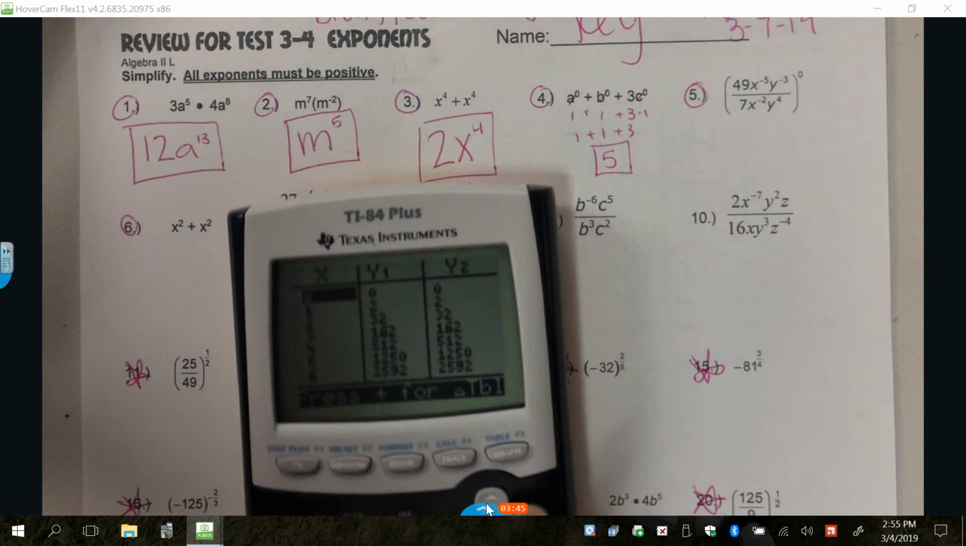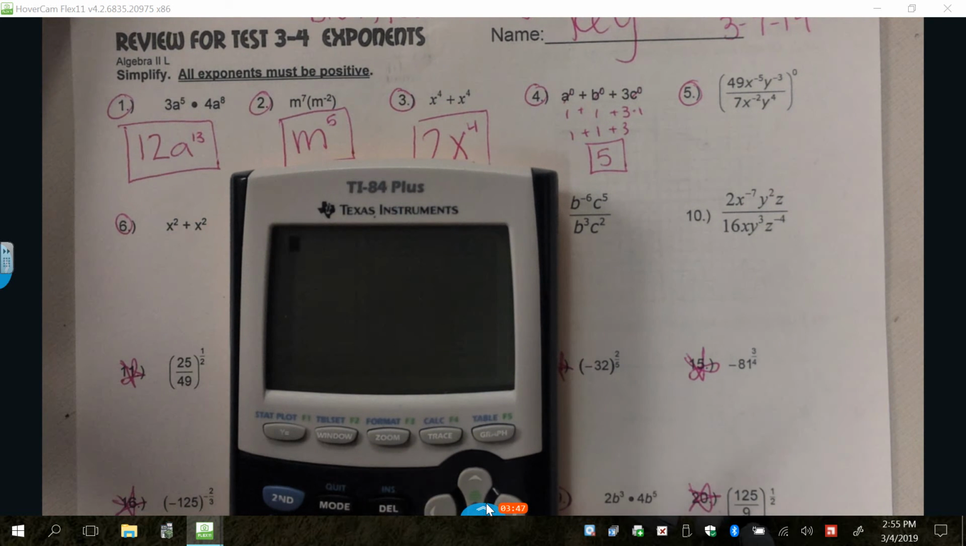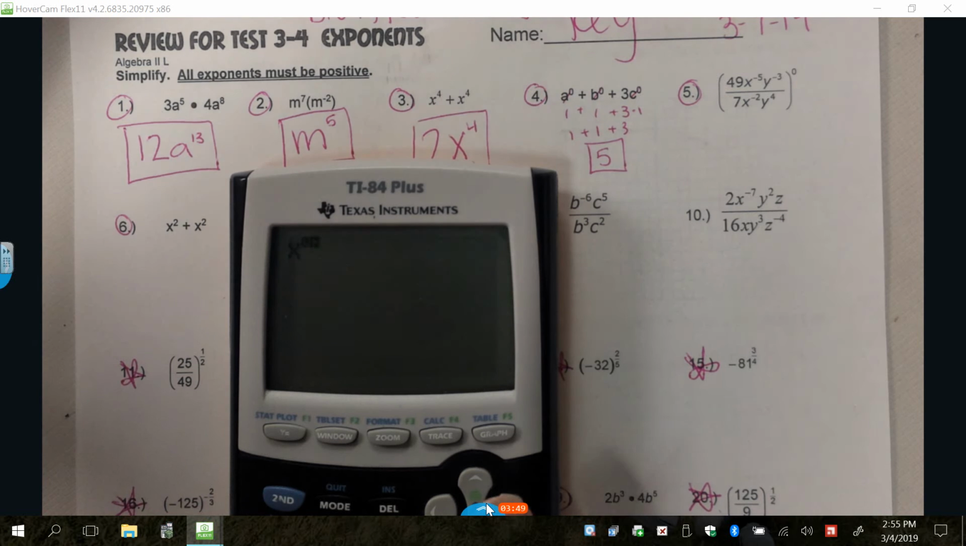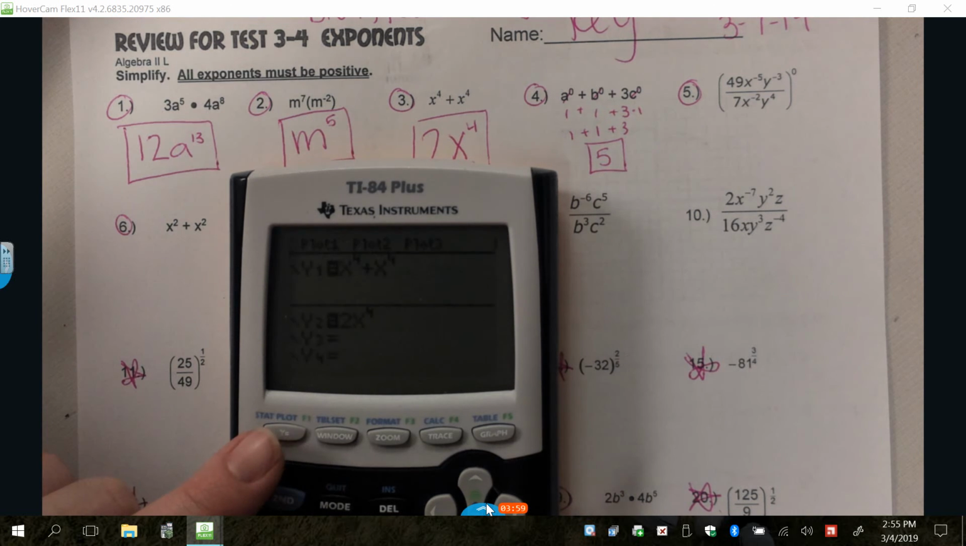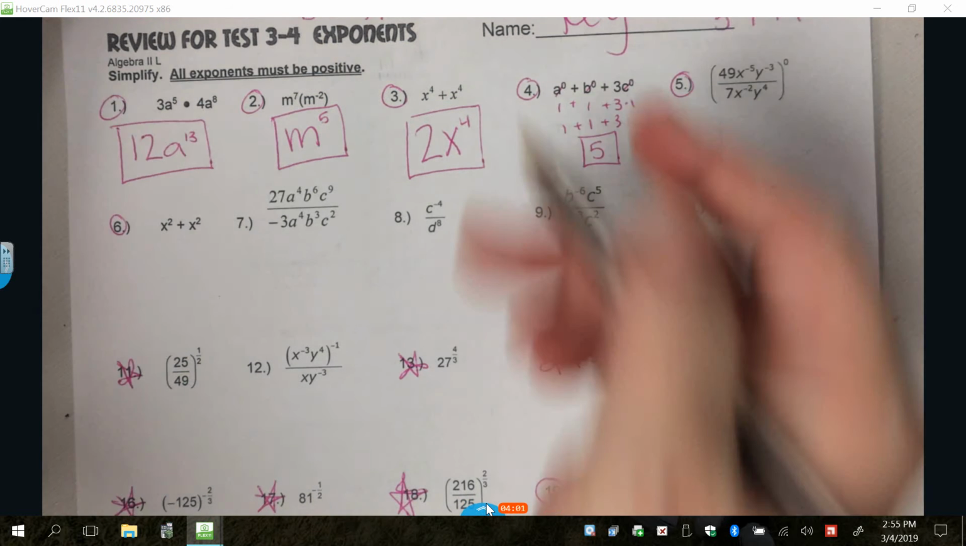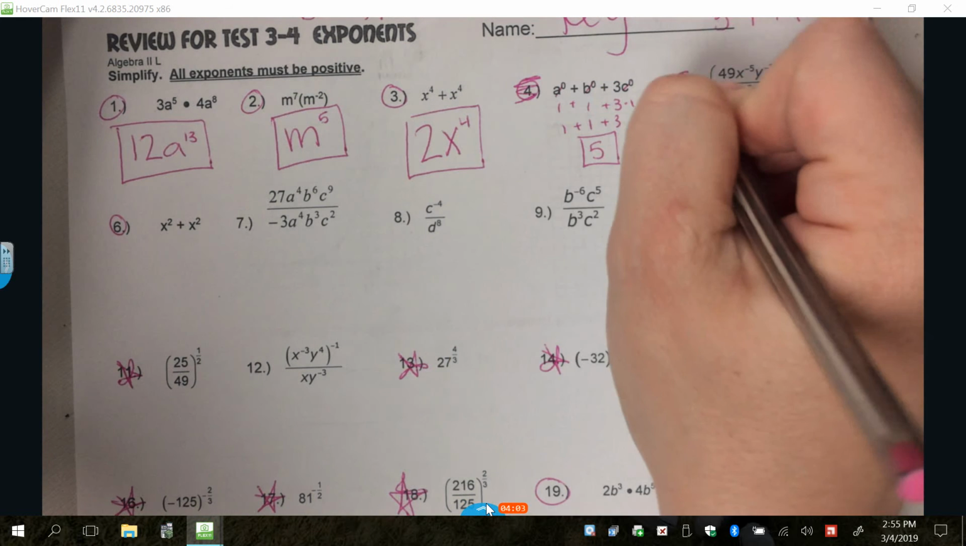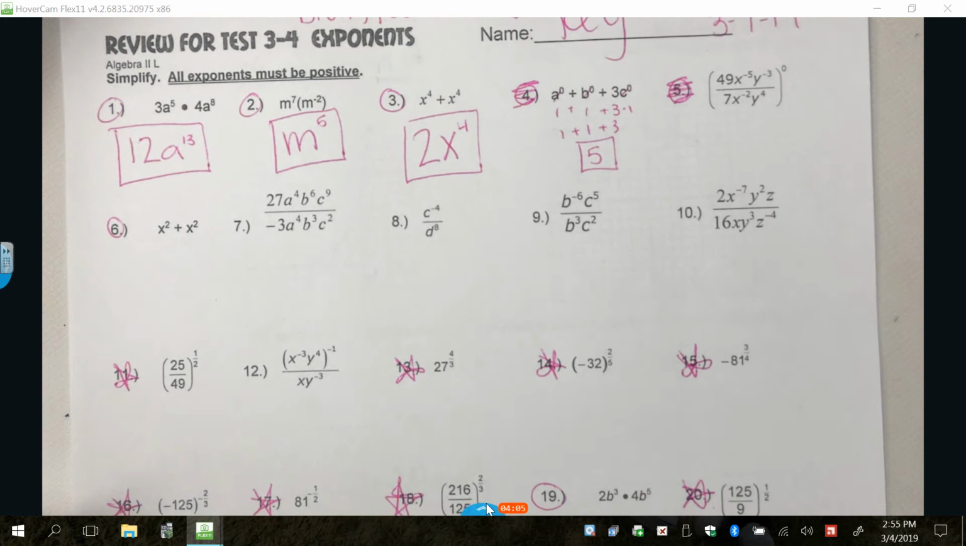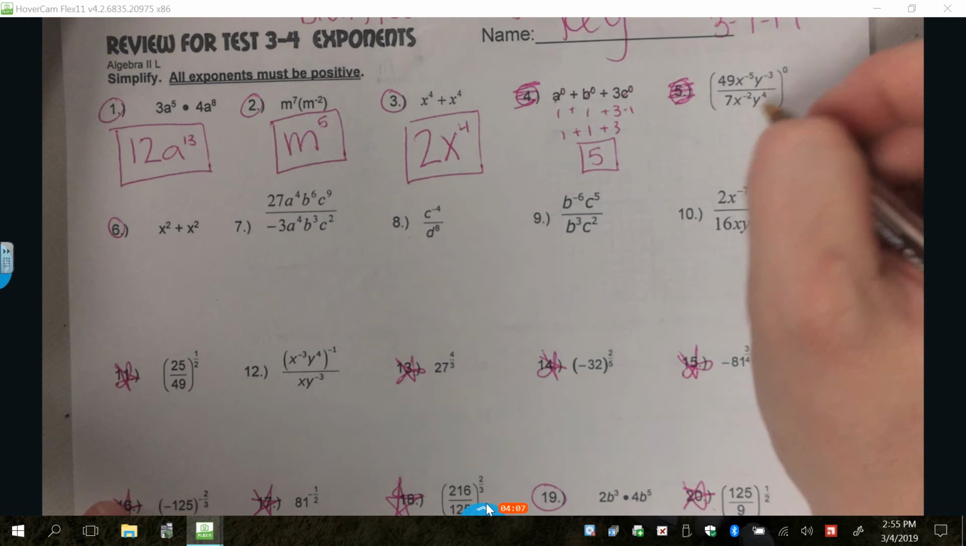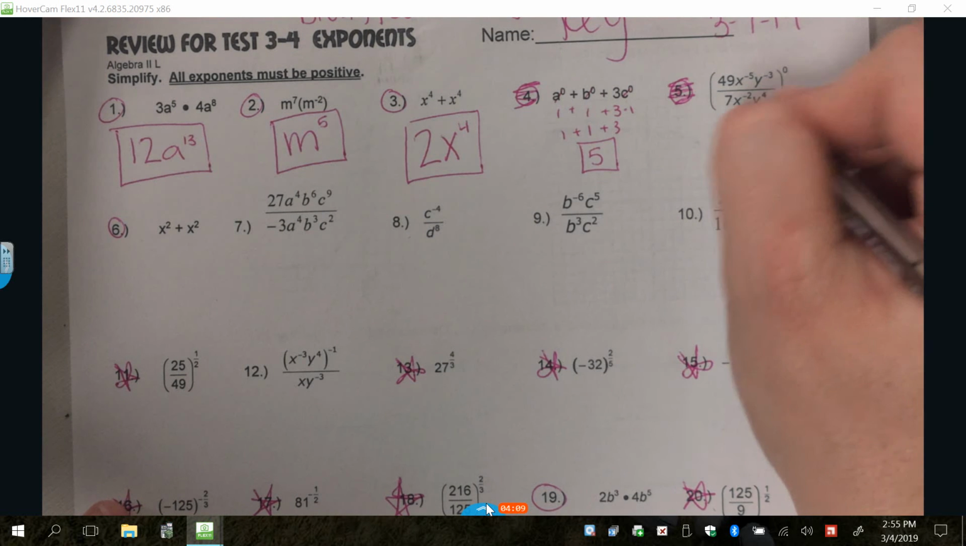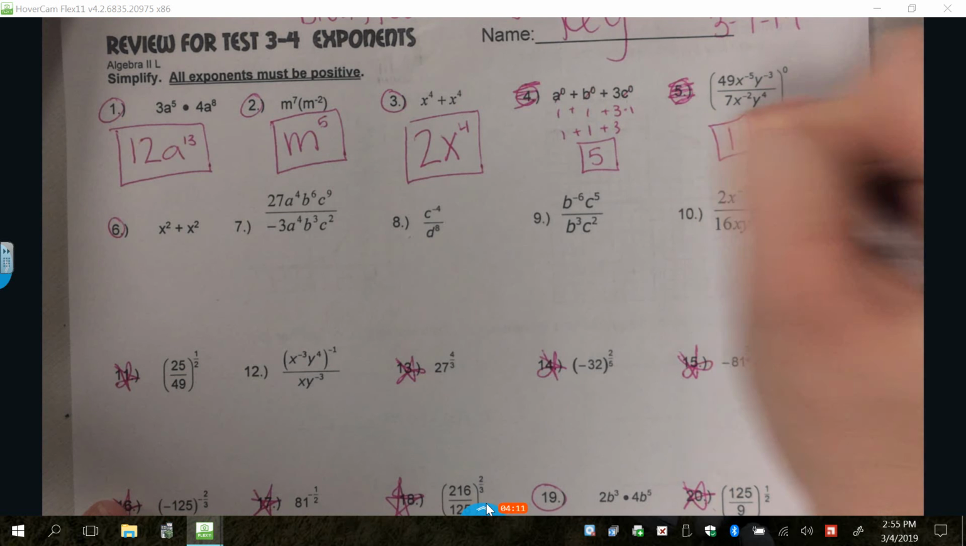So really, let's see if this works. x to the 0 plus, I'm going to just use the same variable. No, it doesn't work. Okay, never mind, you cannot do this one in the calculator. Or this one, my fault, I thought maybe it would work. Anything to the 0 power is 1, therefore this whole thing is to the 0 power, therefore the whole thing equals 1.